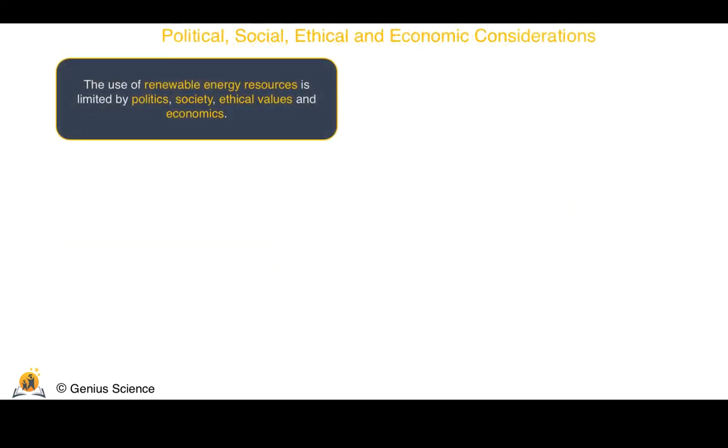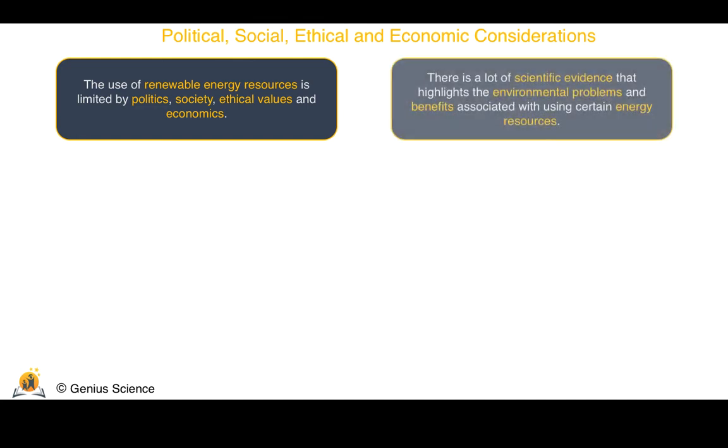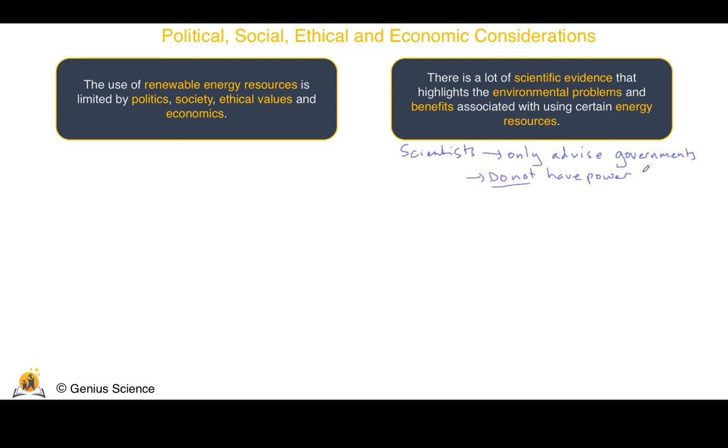The use of renewable energy resources is limited by politics, society, ethical values, and economics. There is a lot of scientific evidence that highlights the environmental problems and benefits associated with using certain energy resources. However, scientists can only advise governments. They do not have the power to change government policy, and cannot just tell people to use renewable energy resources just because it's better for the environment.